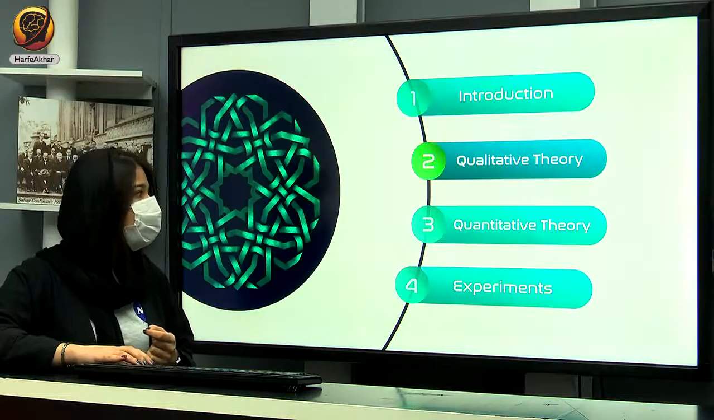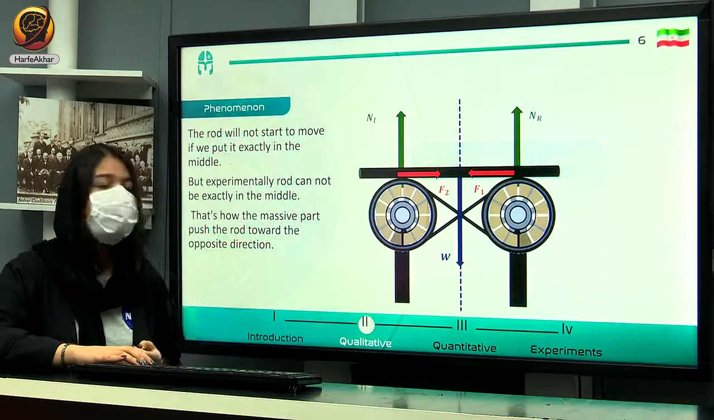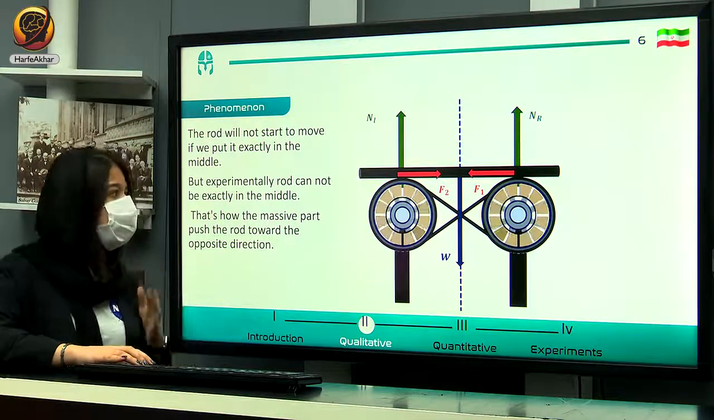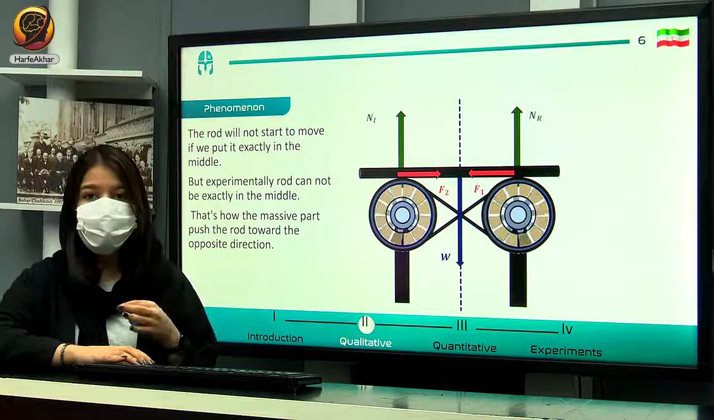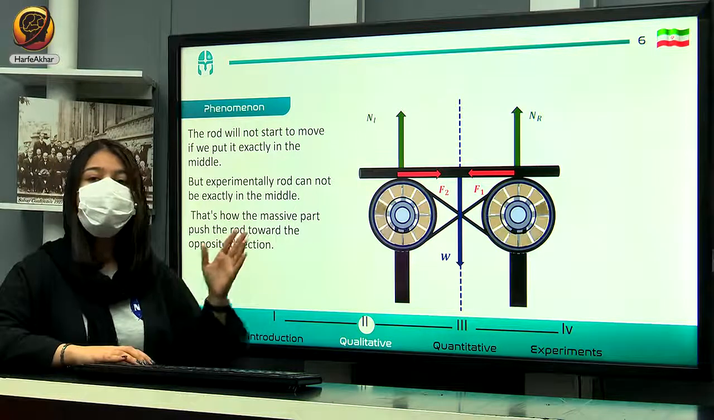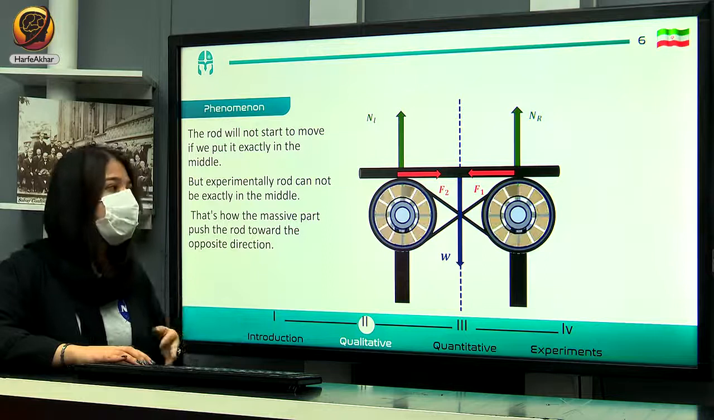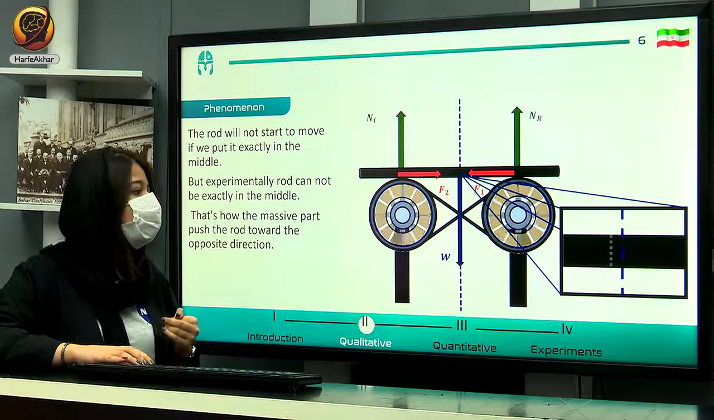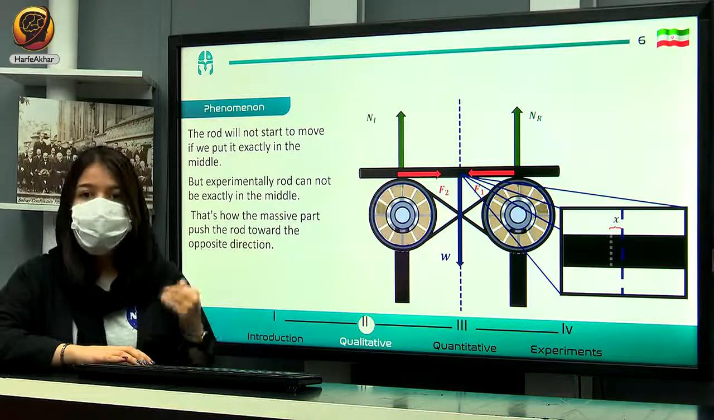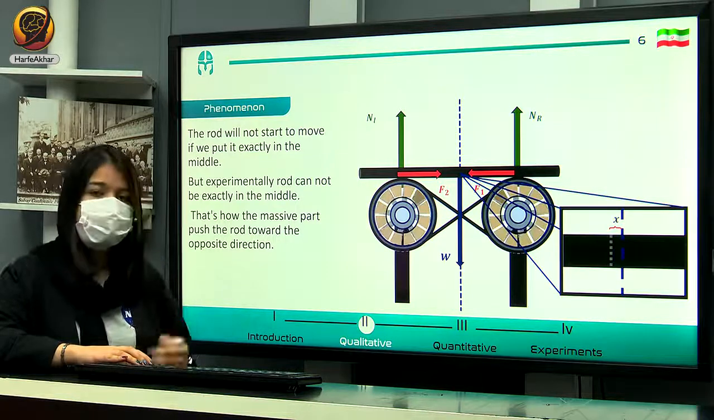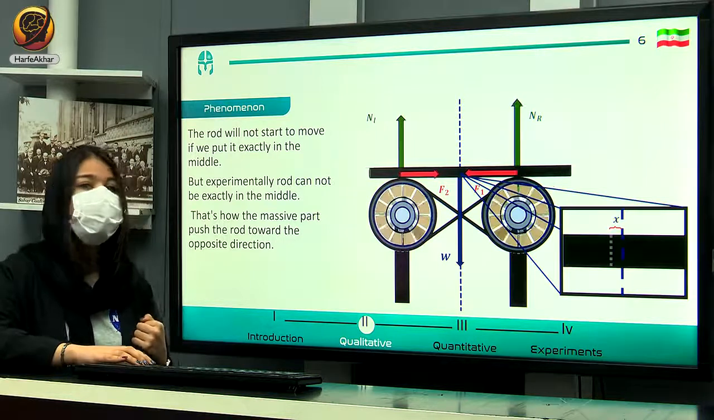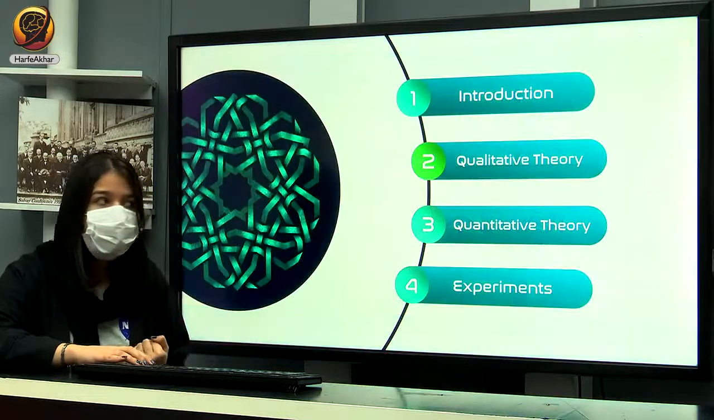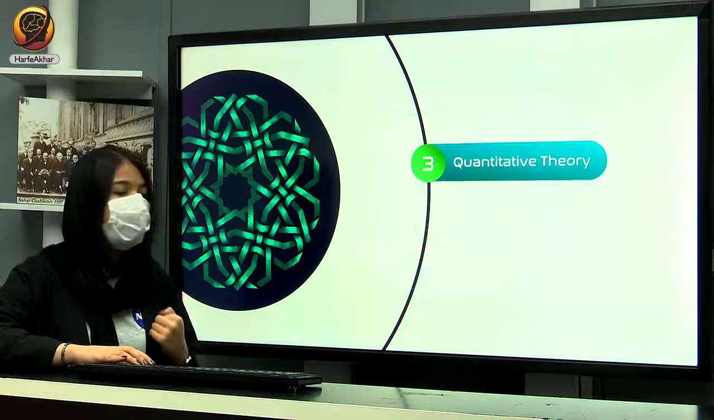Now I'm going to tell you about the qualitative theory part. The question is: will the rod always start to move or not? The rod will not start to move if we put it exactly in the middle, because the frictions will be equal to each other. But this is impossible experimentally, so the weight applied on one of the cylinders will always be more than the other one, and the rod will start to move, and this will make the oscillation. So now that we know that the rod will always start to move, we can enter the quantitative theory part.